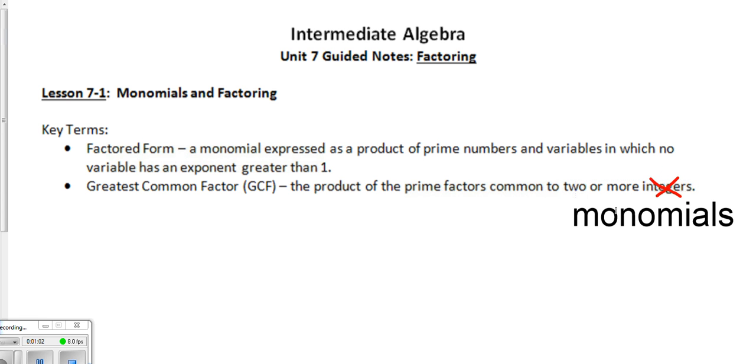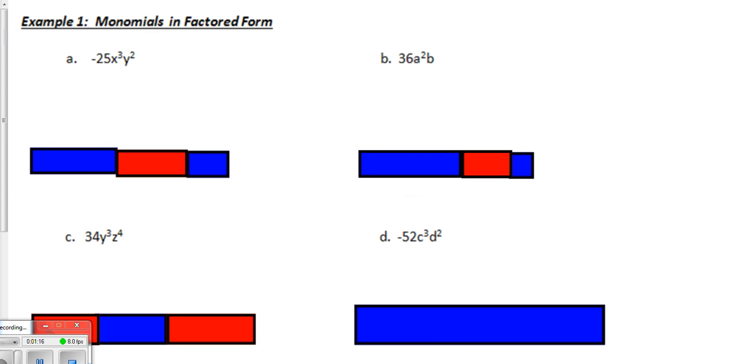We're looking at things common to monomials. We're not necessarily too concerned about integers today because those would just be the constants, but we want the whole monomial. So let's look at what this looks like for us. If we have, for looking for monomials in factored form, in our first example, we have the monomial negative 25 x cubed y squared. Well, the first thing to look at is always your coefficient part.